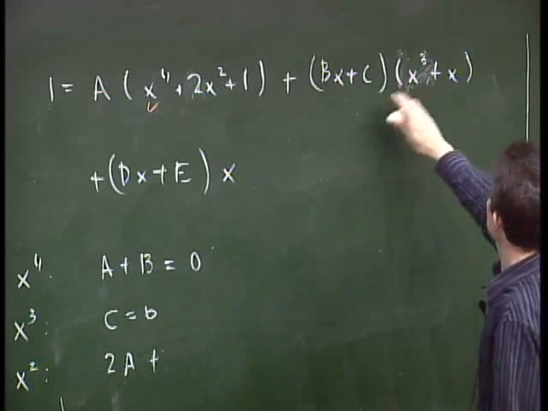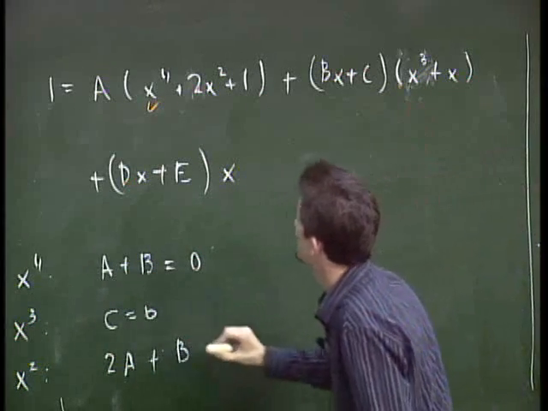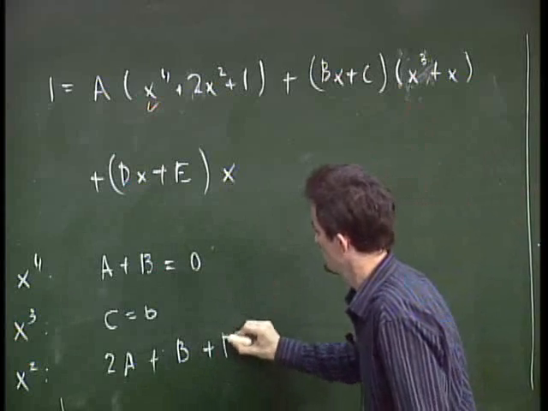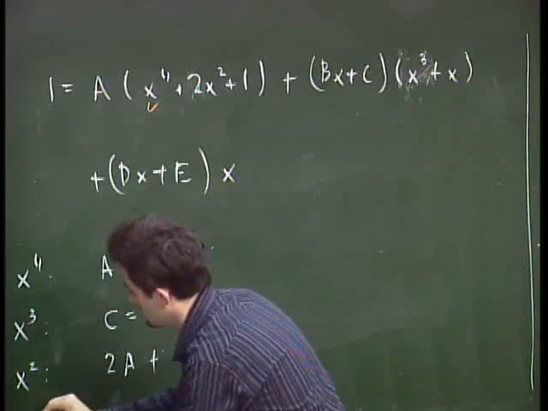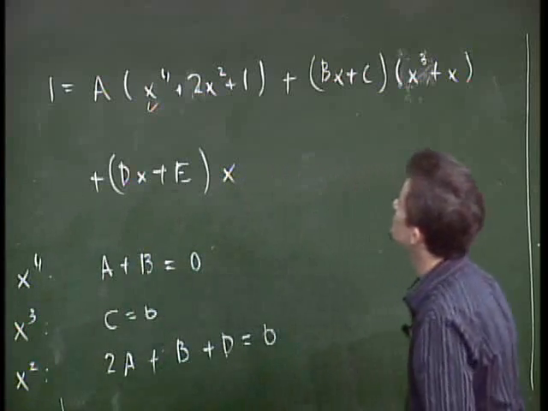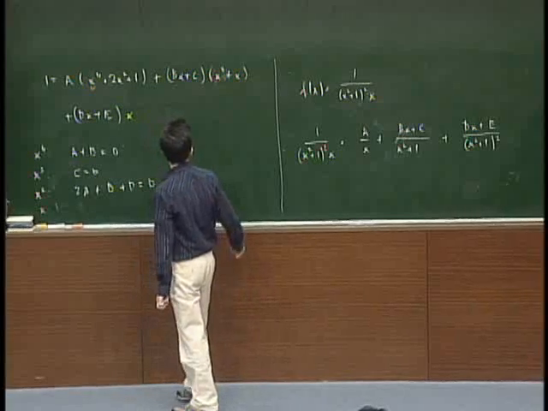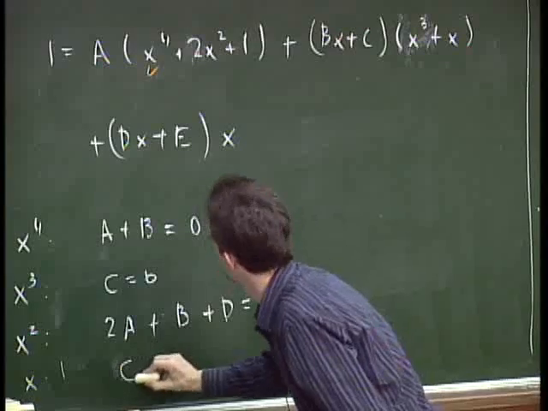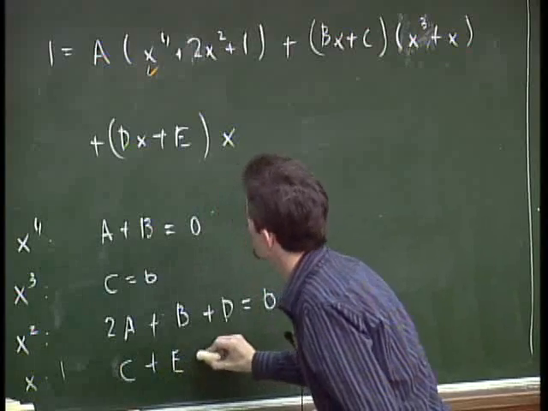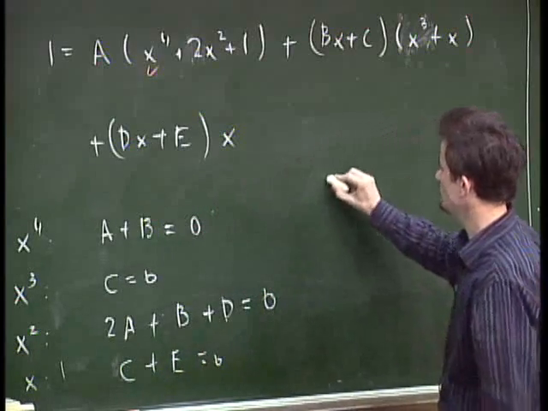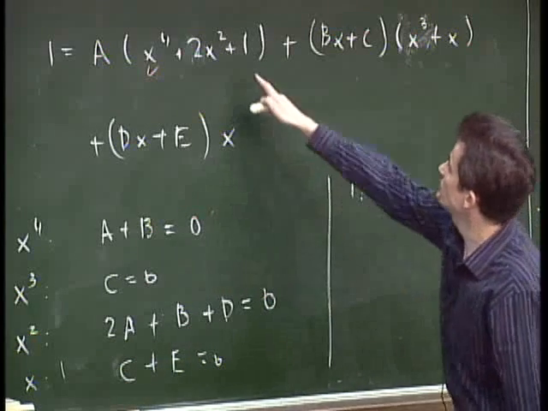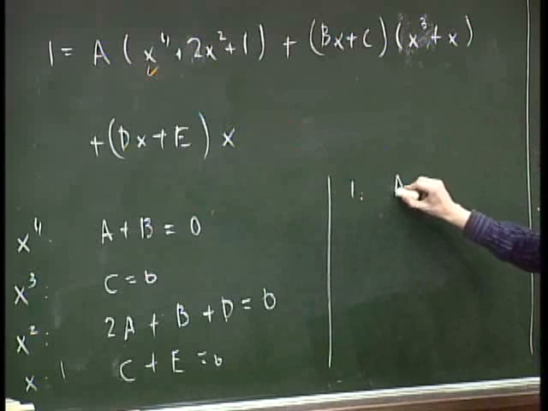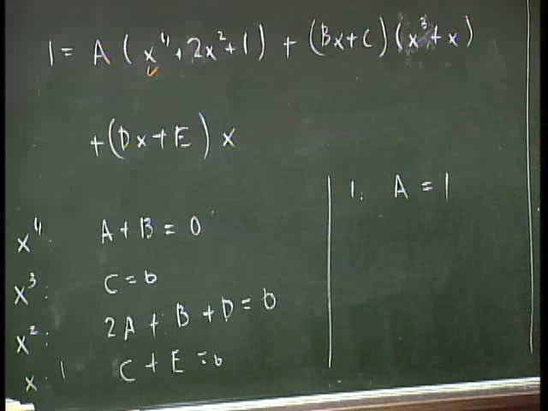Now here you have b, and here you have d, which is 0 as well. And for x, you have c plus e is equal to 0. And the last one is for 1. So for 1, you have a, and a must be equal to 1.